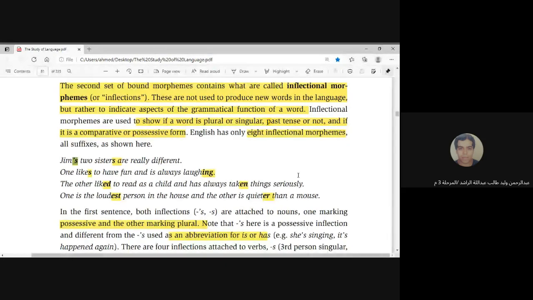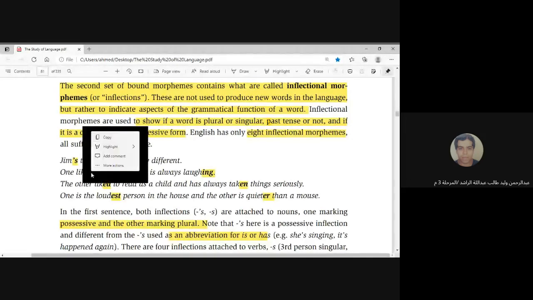The first one, sir, is plural S. And the second is for possession. The third is for possession. For possessive, sir. And the second one is plural. The third one is for what? For abbreviation. For third person singular. This is okay.